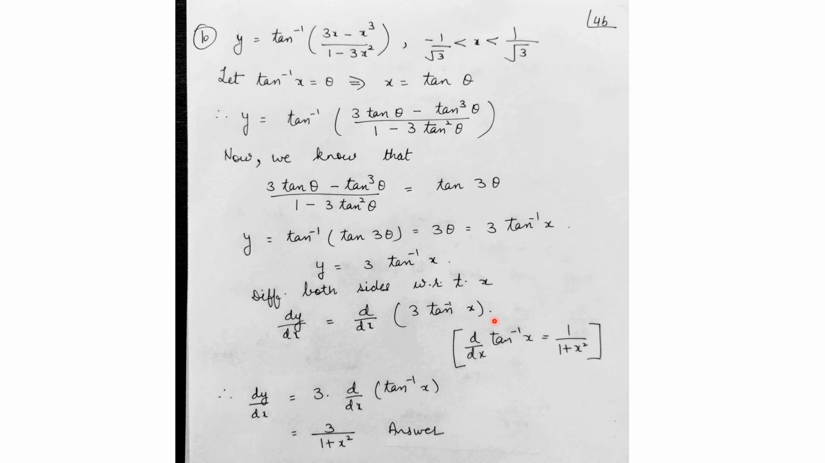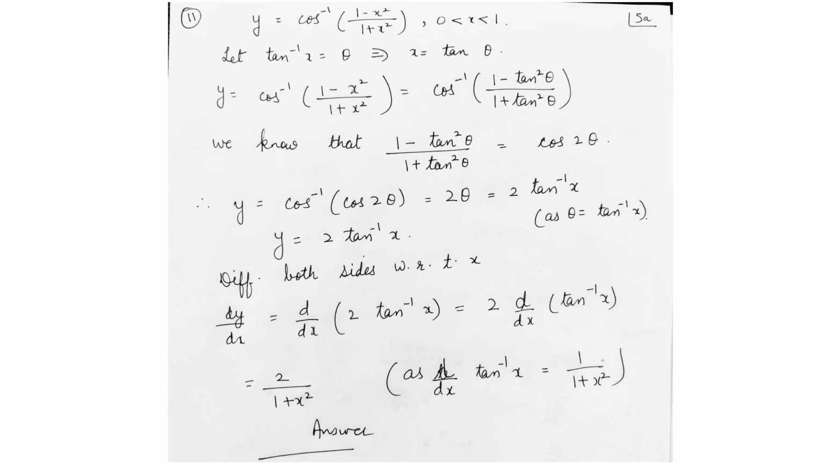Now you have to memorize what is the derivative of tan inverse x. Answer is 1 upon 1 plus x square as we did in the previous question. So we get dy by dx is equal to 3 as it is. This 3 will come here as it is, d by dx tan inverse. What is the formula of tan inverse? We will put, we will get the answer 3 upon 1 plus x square. This is the answer to the 10th question. Moving further, question number 11.